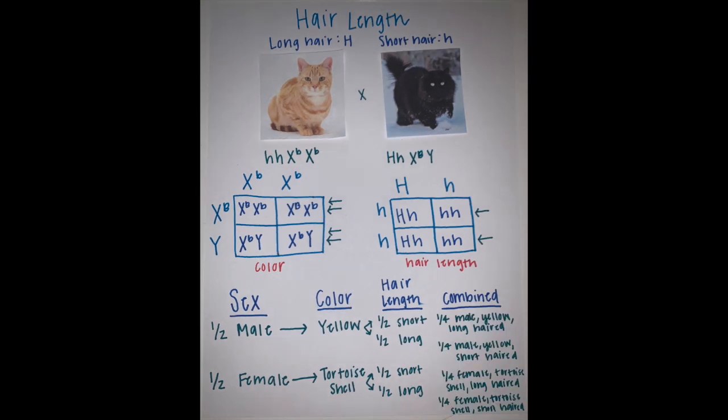Finally, we will combine all of our phenotypes. We will see that 1/4 will be male with a yellow coat and long hair, 1/4 will be male with a yellow coat and short hair, 1/4 will be female with a tortoiseshell coat and long hair, and 1/4 will be female with a tortoiseshell coat and short hair.